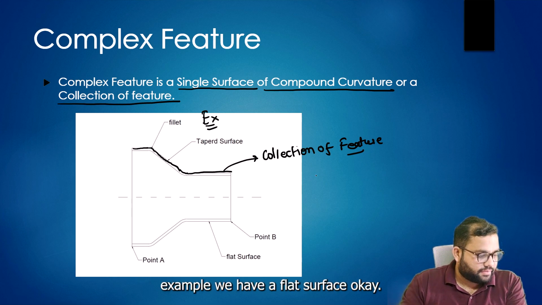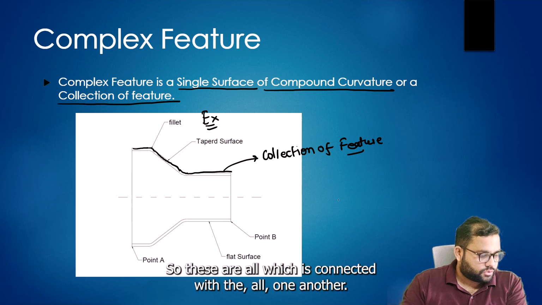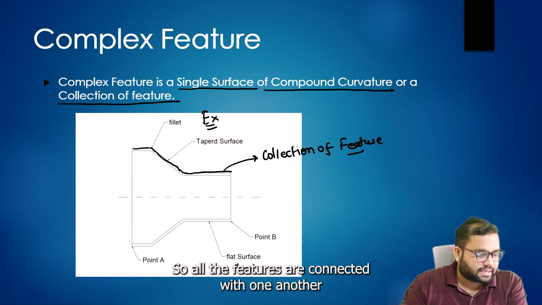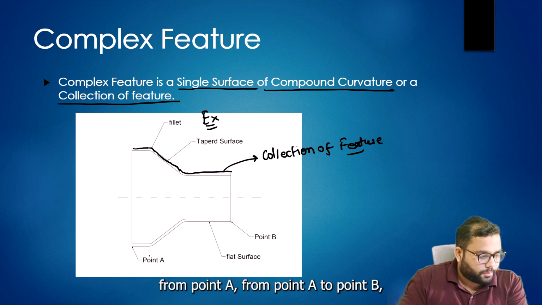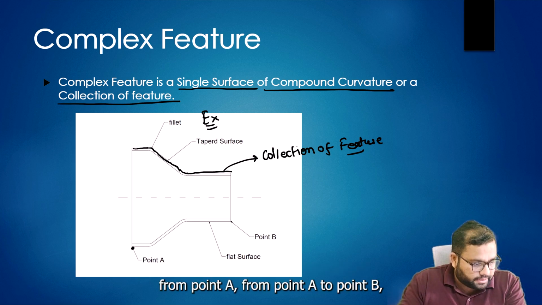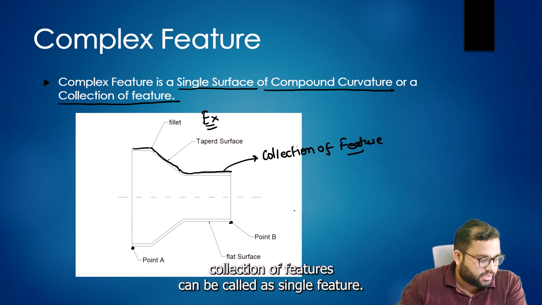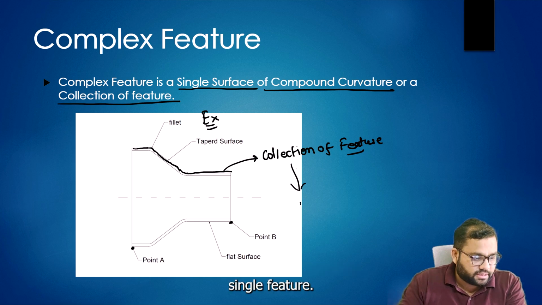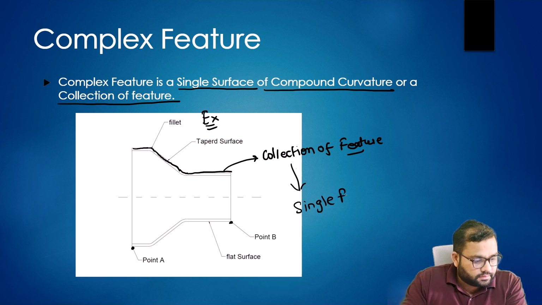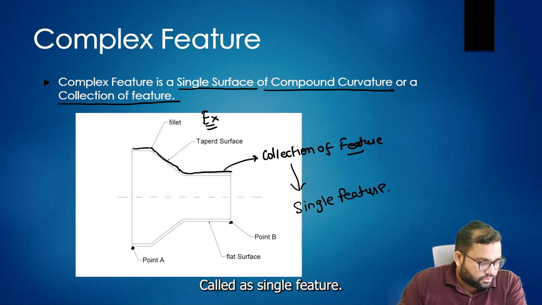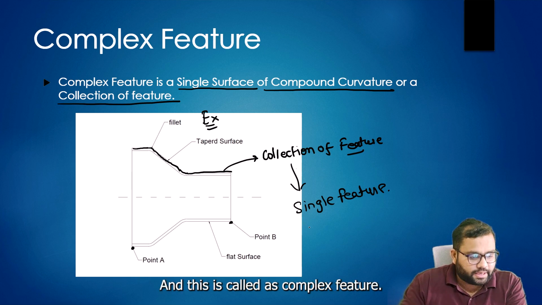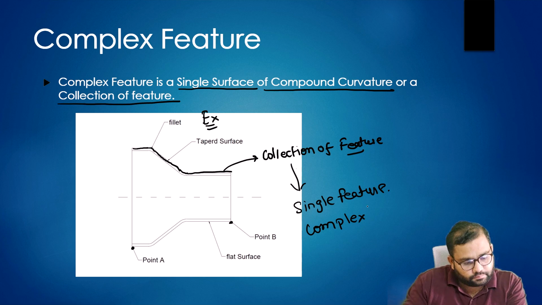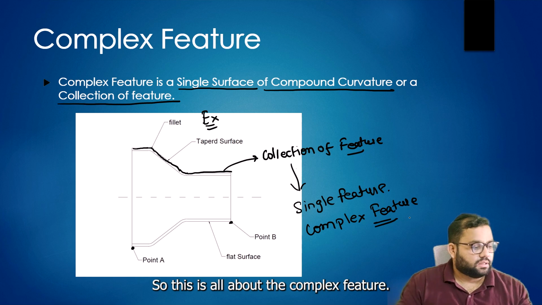In this example we have a fillet surface, and all the features are connected with one another. From point A to point B, the collection of features can be called a single feature. This is called a complex feature. So this is all about the complex feature.